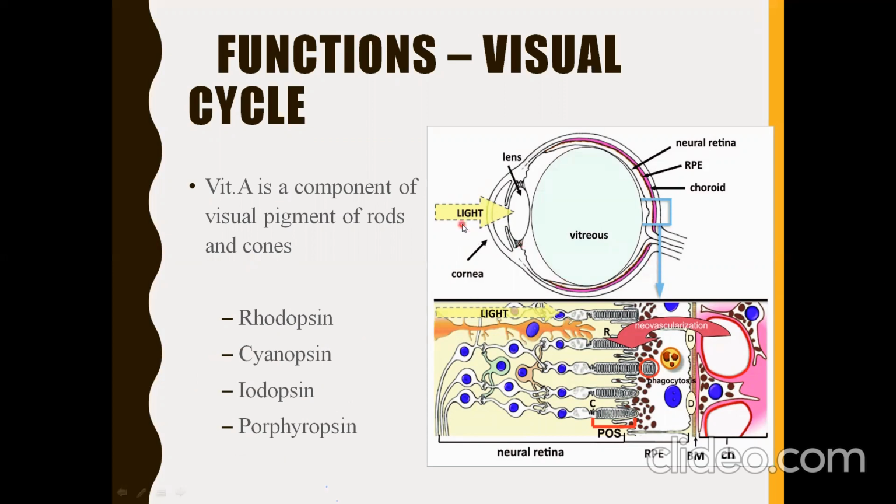When light hits the retina, before it reaches it, it has to travel through the cornea, aqueous humor, pupil, and vitreous humor. In the retina, as you know, you have two types of cells: the rods and cones. Rod is responsible for the visual cycle, and cones are for the colors. So the pigments are rhodopsin, cyanopsin, iodopsin, and porphyropsin.